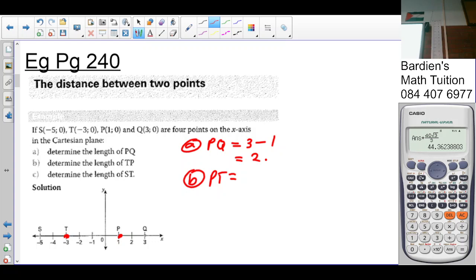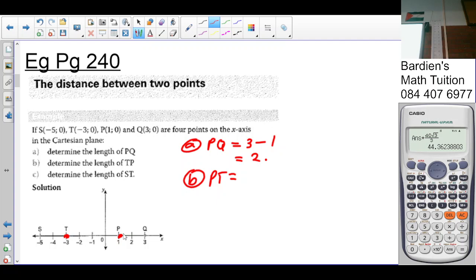What's wrong? That's what you said, from negative 3 to 1 is 4 units. But my question was from negative 3 to 0, which is 3. Then I said from 0 to 1, which is 1. You thought I'm wrong.